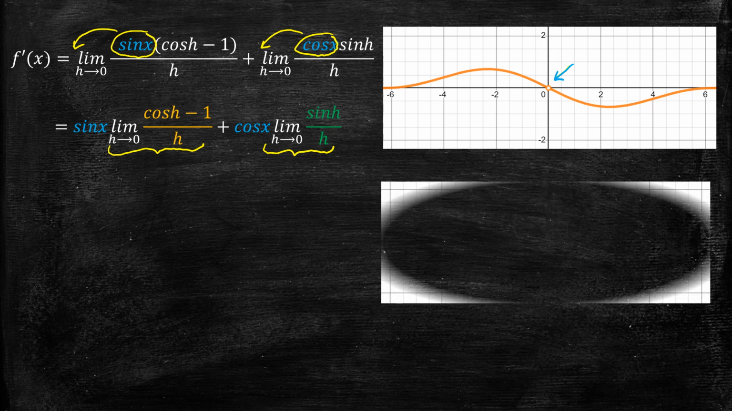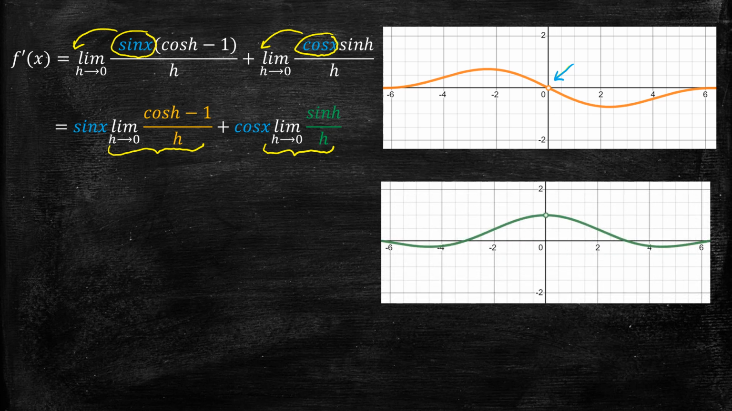And for sine h over h, as h approaches 0, it looks like it's approaching 1. So I'm going to replace these limits with what they're actually equal to. And then you will notice that because sine x times 0, this disappears. And we're just left with cosine x, which proves that if f of x equals sine x, then f prime of x, its derivative, is cosine x.